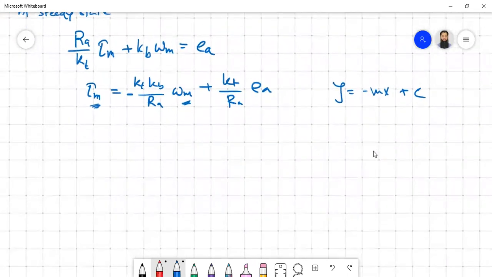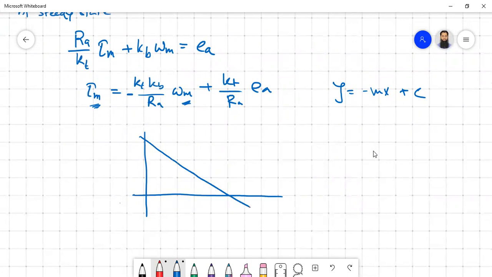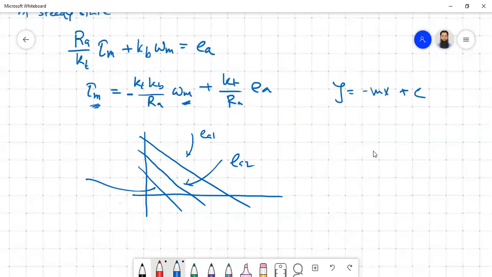So we have an equation that will give us a curve like this. This is your motor torque speed characteristic. You already know this, I think, from your electrical machines course. So we'll have a characteristic like this, and it can be drawn for different values of EA. Say this one is for EA1, this one is for EA2, this one is for EA3. So a series of curves comes based on different values of EA.